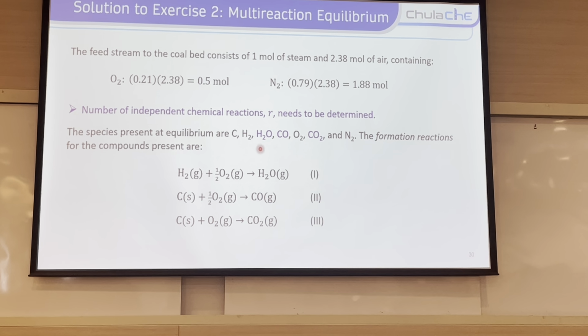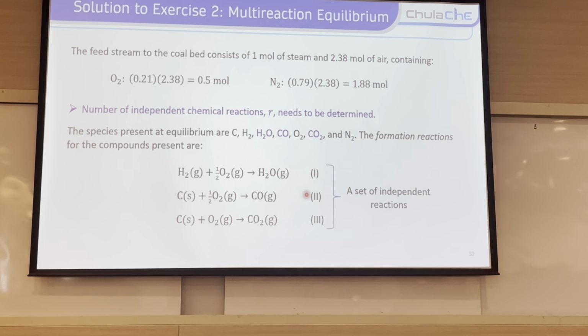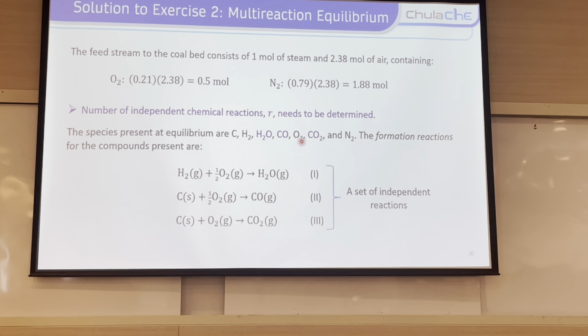For example, water consists of hydrogen and oxygen, and the compound carbon monoxide consists of carbon and oxygen elements. So in this case, you have to write the formation reactions for water, carbon monoxide, and carbon dioxide. After that, you have to check whether every formation reaction that you write still contains elements that do not exist in the system. For example, in this case, carbon exists in the system, and oxygen exists in the system.